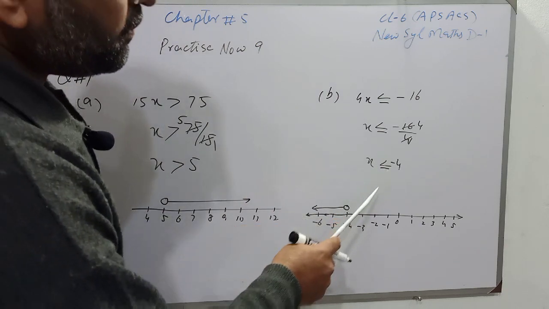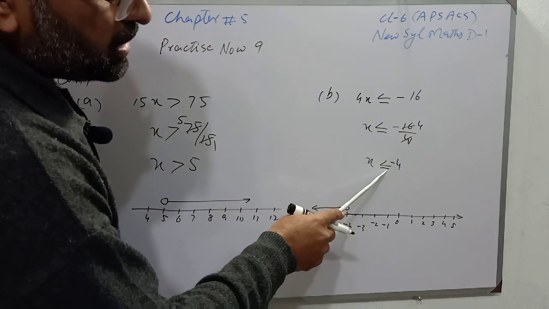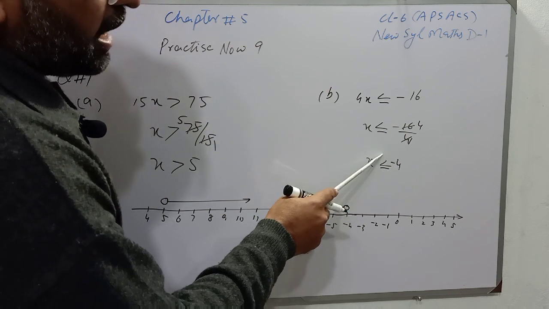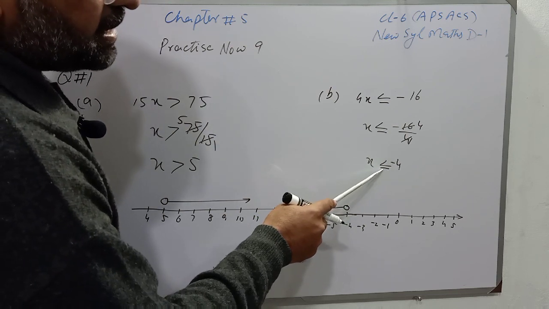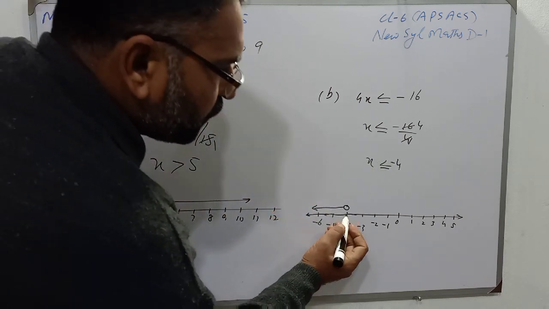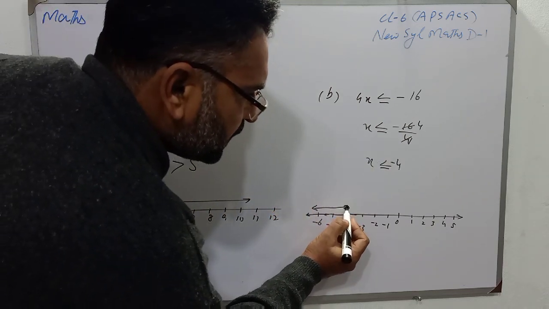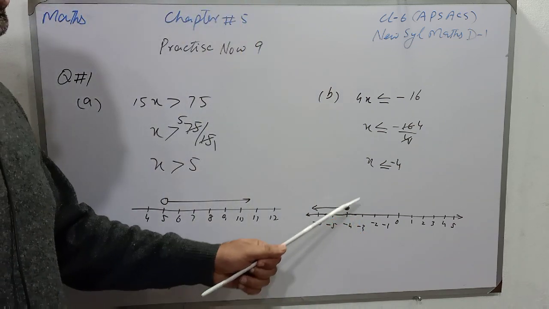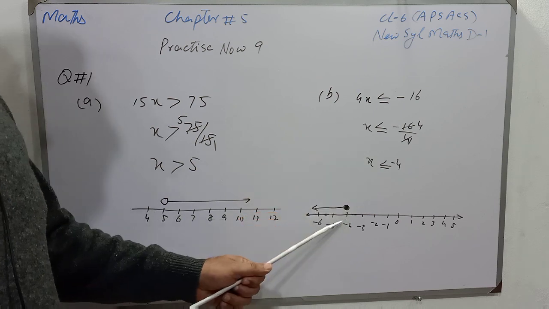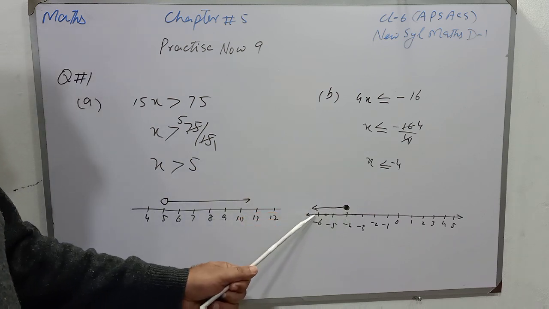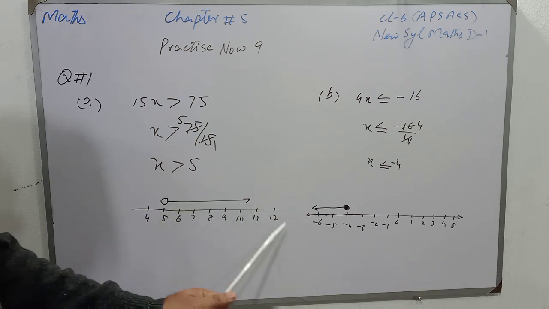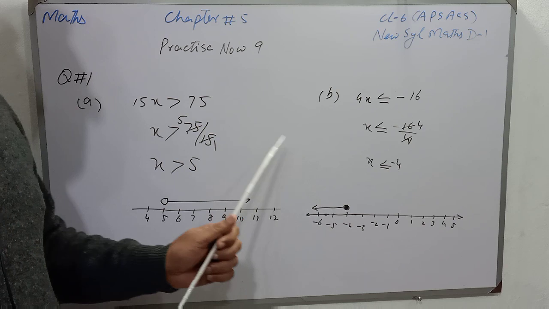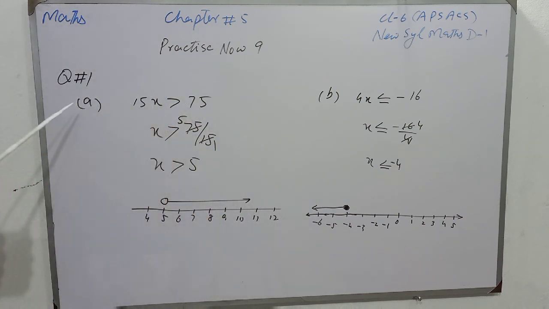And students, we will fill this circle because minus 4 is included as x is less than or equal to minus 4. And when there is a sign of less than or equal to, then we have to fill the circle. So this filled circle is indicating that minus 4 is included in the value of x and other than that, minus 5, minus 6 and all these numbers that are going to the left side are less than minus 4. So students, it is the first part of Practice Now 9.